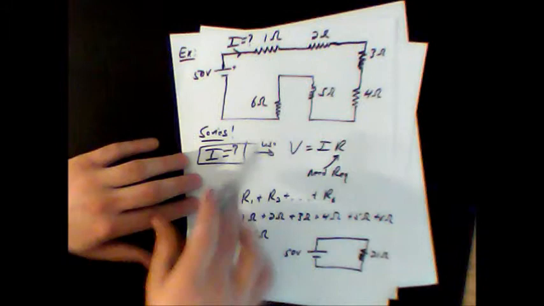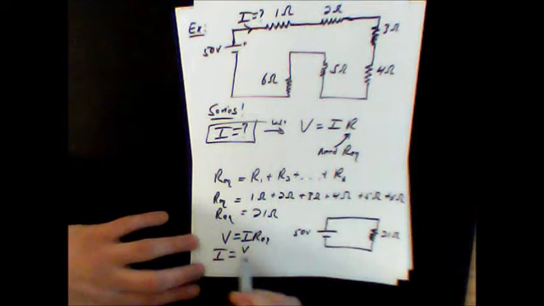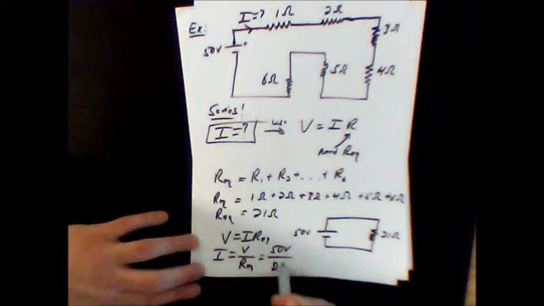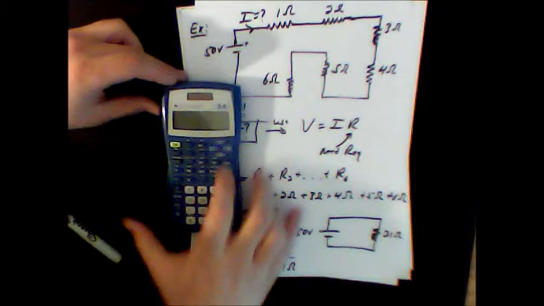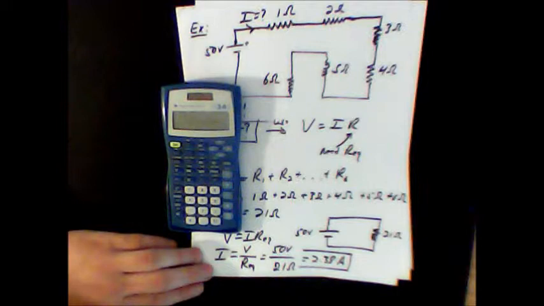Okay, and now the rest of it's pretty easy. We take V equals IR, and this R is R equivalent, so I is equal to V divided by R. We plug that in, that's 50 volts divided by 21 ohms. If you throw that in the calculator, you should have 50 volts divided by 21 ohms. You get 2.38, and the units of current are amps, and we are done. You just figured out how many amps are in this particular circuit.